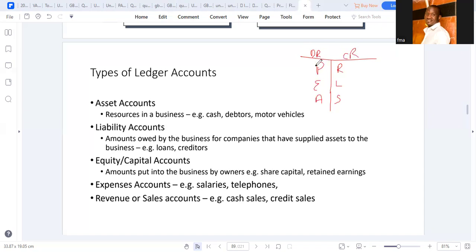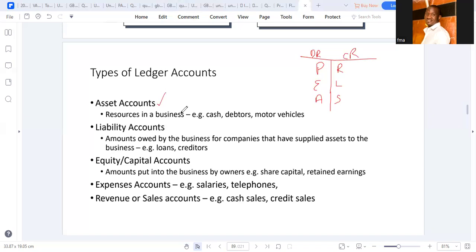So all purchases have a debit entry. All expenses have a debit entry. All assets have a debit entry. All revenues have a credit entry or capital. Liabilities have a credit entry and sales have a credit entry. Now, you must also understand the terminology that an asset is what we own.